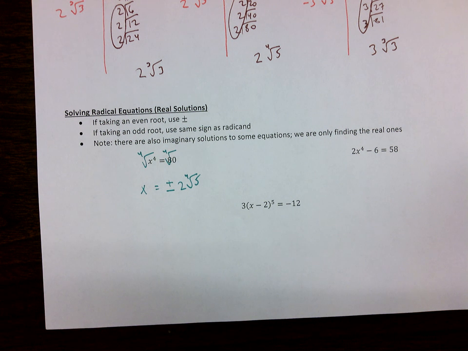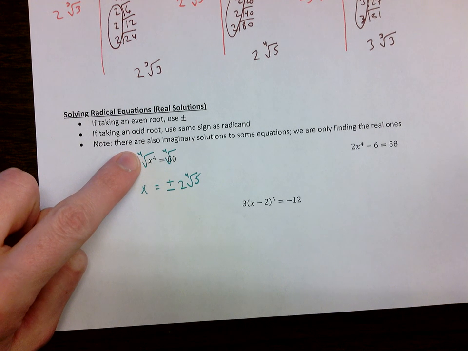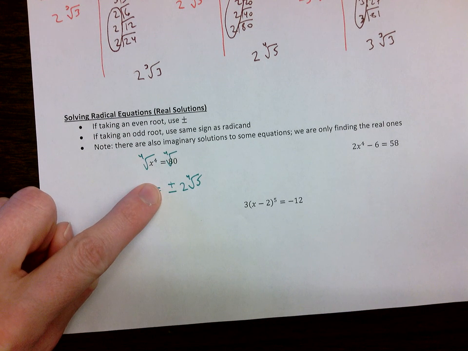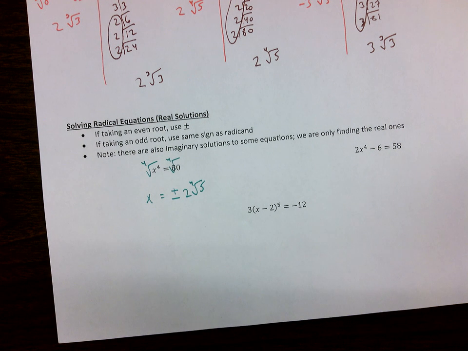Okay, so when you're taking an even root, you're going to want to include that positive or negative, because if something was raised to an even power, you don't know if it started positive or negative.